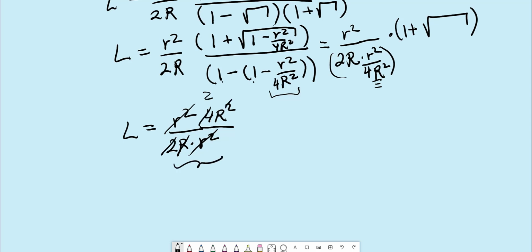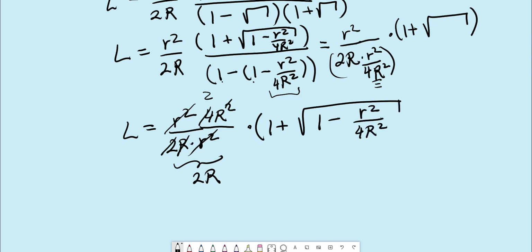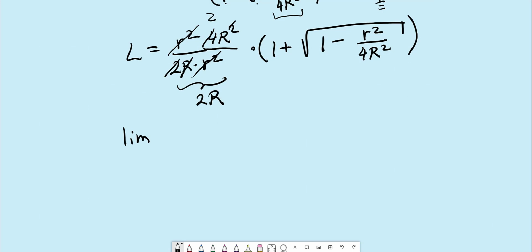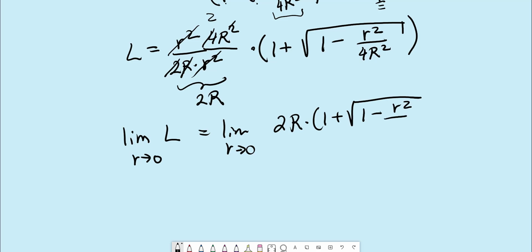And so this term is just 2r. And then we have 1 plus the square root of 1 minus lowercase r squared divided by 4 uppercase R squared. Okay, now we can take the limit of this function. So now we can look at the limit of L as lowercase r goes to 0. That is just the limit, r goes to 0, of 2r times 1 plus the square root of that term.